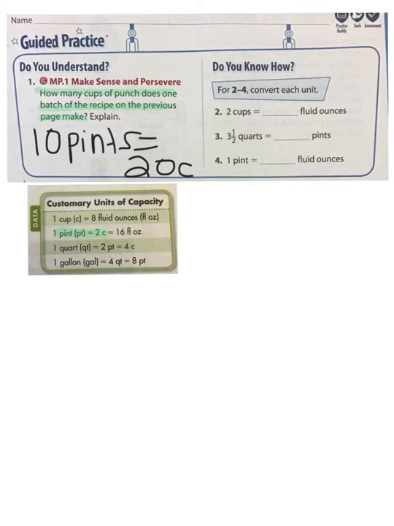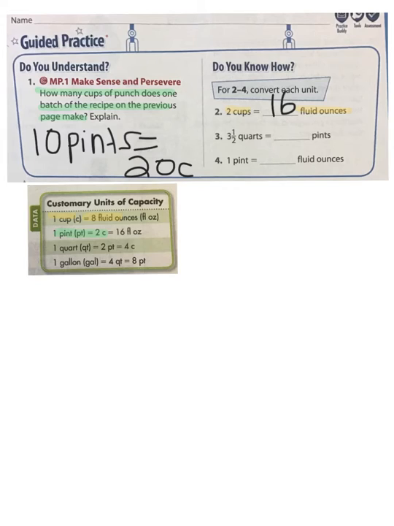All right, let's look at number 2. We want to know on number 2, 2 cups equals how many fluid ounces? Well, 1 cup is going to equal 8 fluid ounces. So all I have to do is 8 times 2, so we would get 16 fluid ounces.